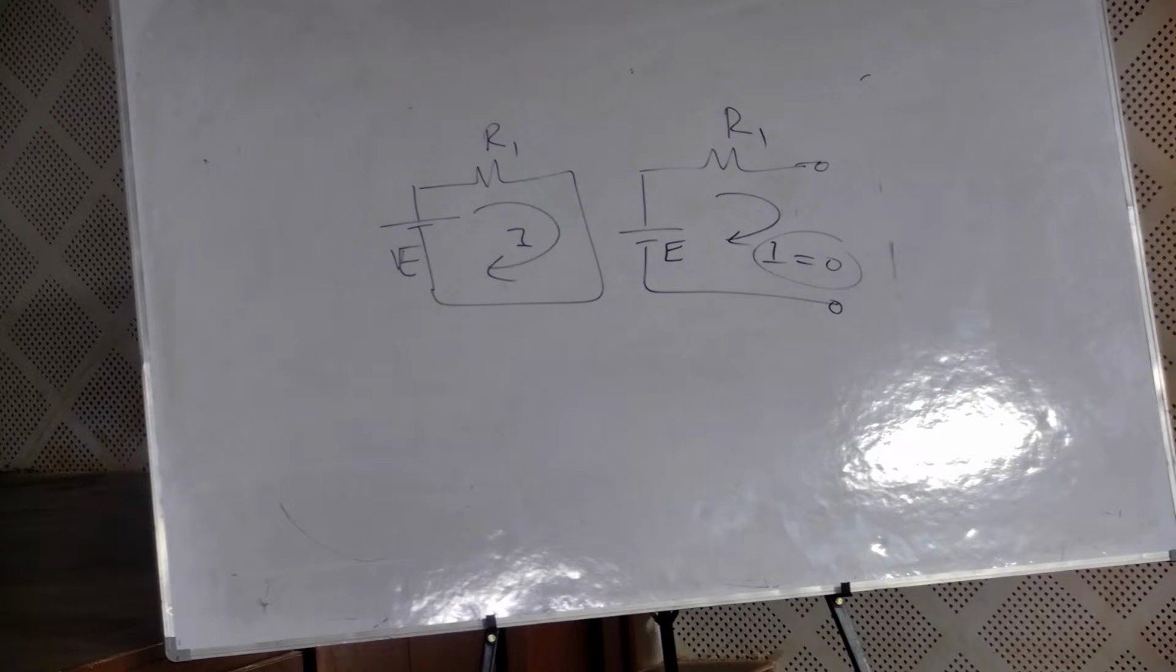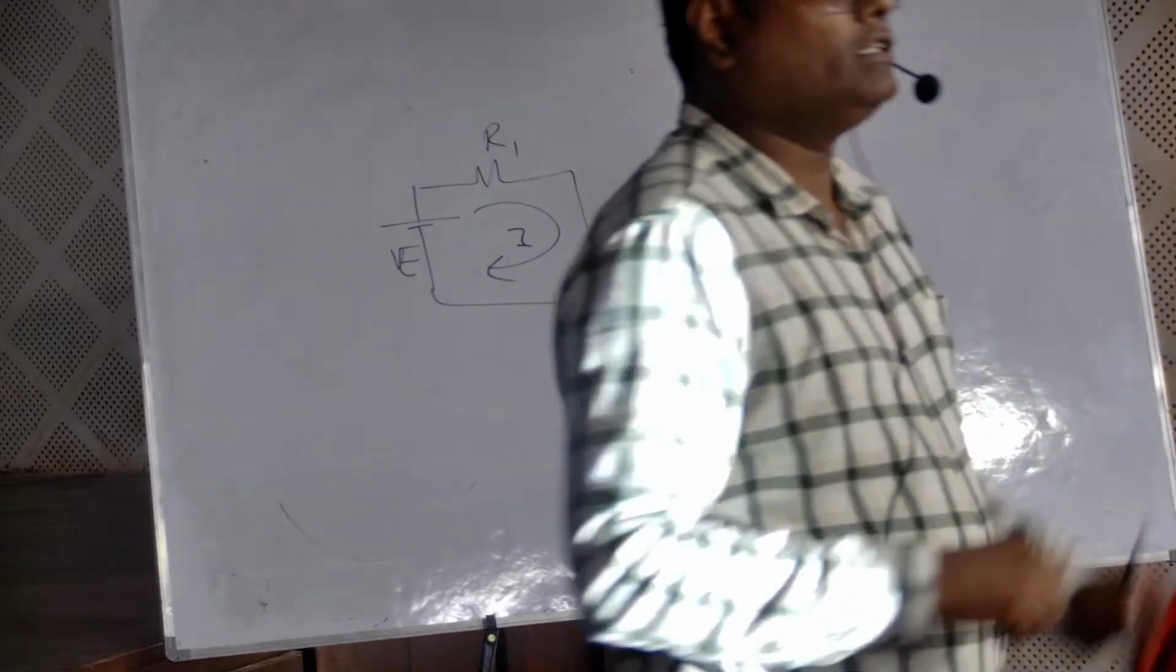The bulb does not glow. Why does it not glow? Current is zero. Here, with a closed circuit, we have a current, then the bulb will glow. So this is called a circuit. Then what is an electric network?